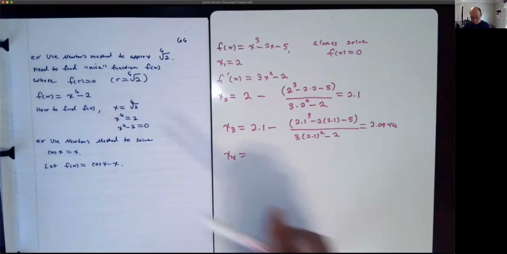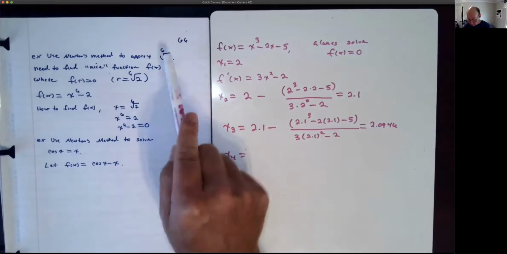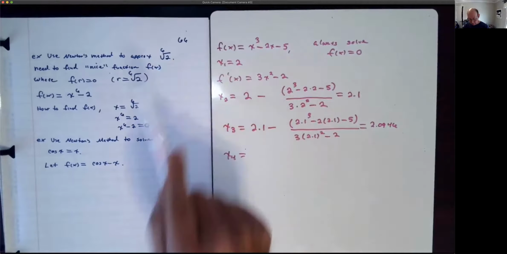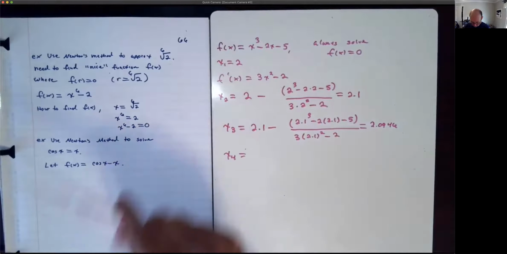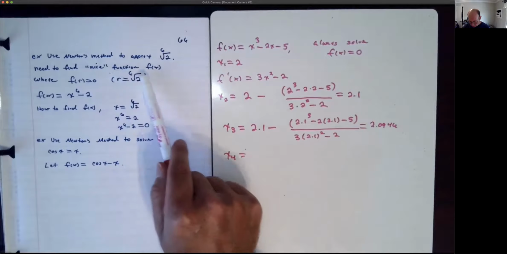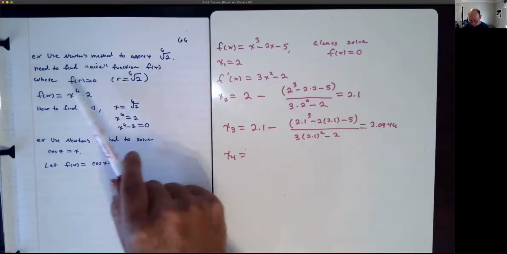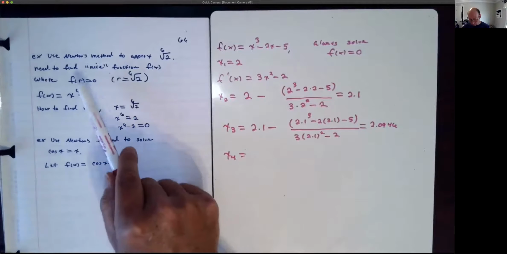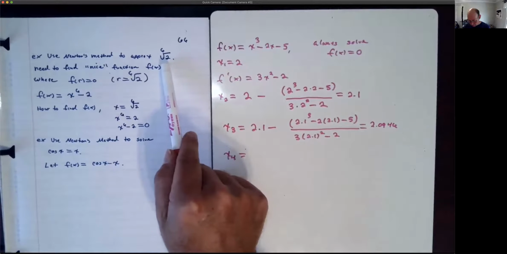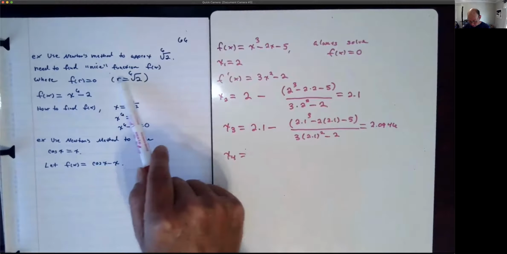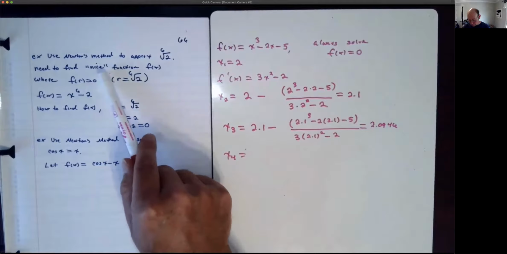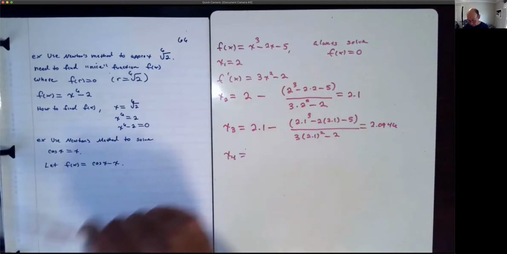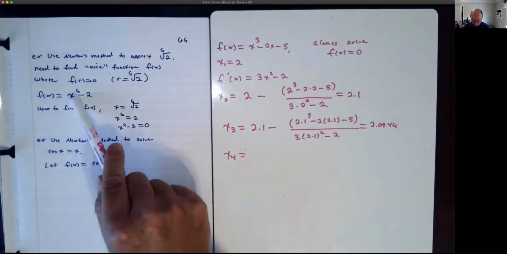Use Newton's method to approximate the sixth root of 2. Okay, so we need to find a nice function, f of x, where f of r would be 0, and that would be the root we're looking for, sixth root of 2. So can you come up with a nice function whose root is that number we're looking for? And the answer is x to the 6 minus 2.